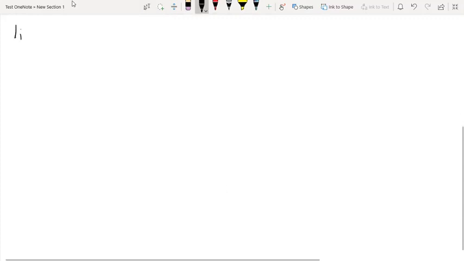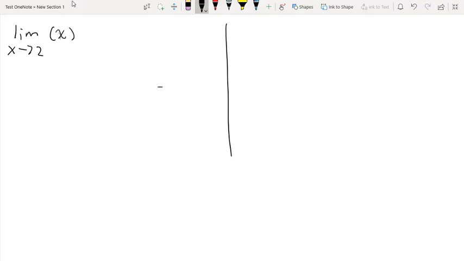Find the limit as x approaches 2 of x. What value does f of x approach, if f of x equals x, as we make x closer to 2? So I'll draw a graph for this first one just to help reinforce the concept visually of what a limit is. Alright, we got some axes here.